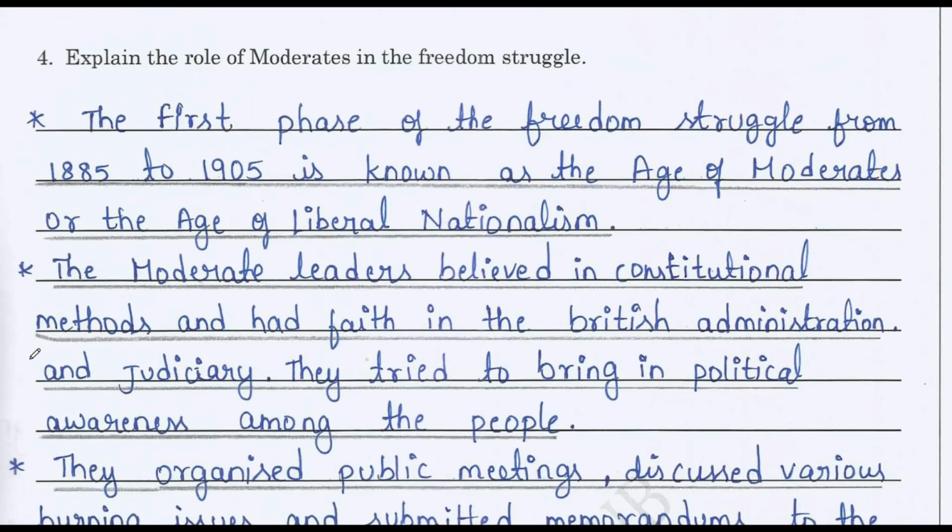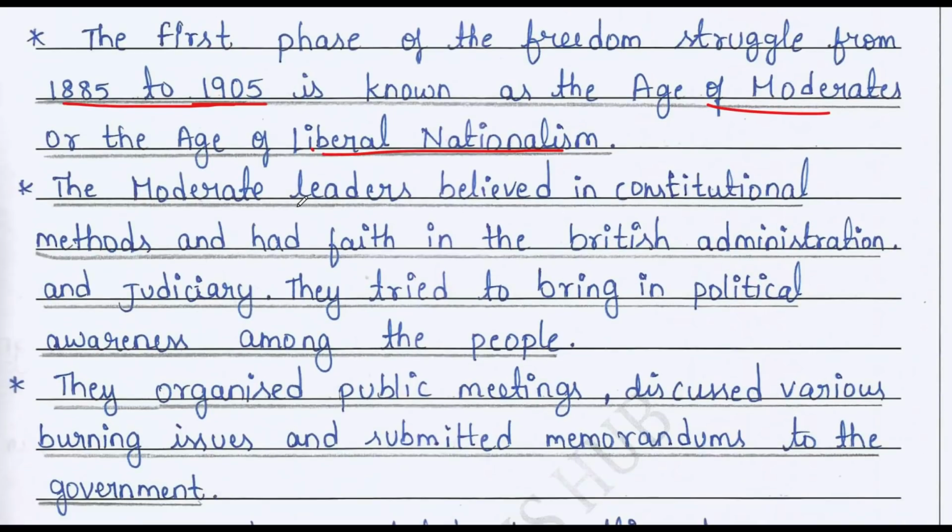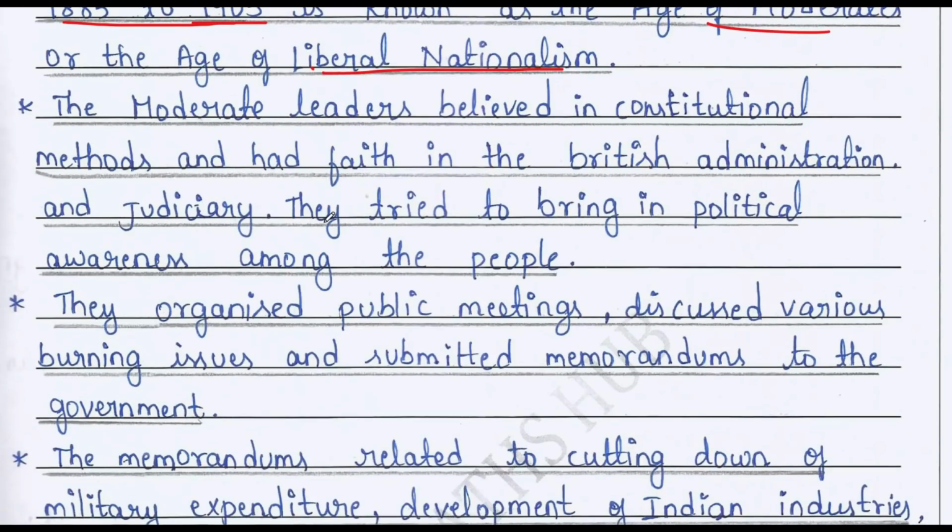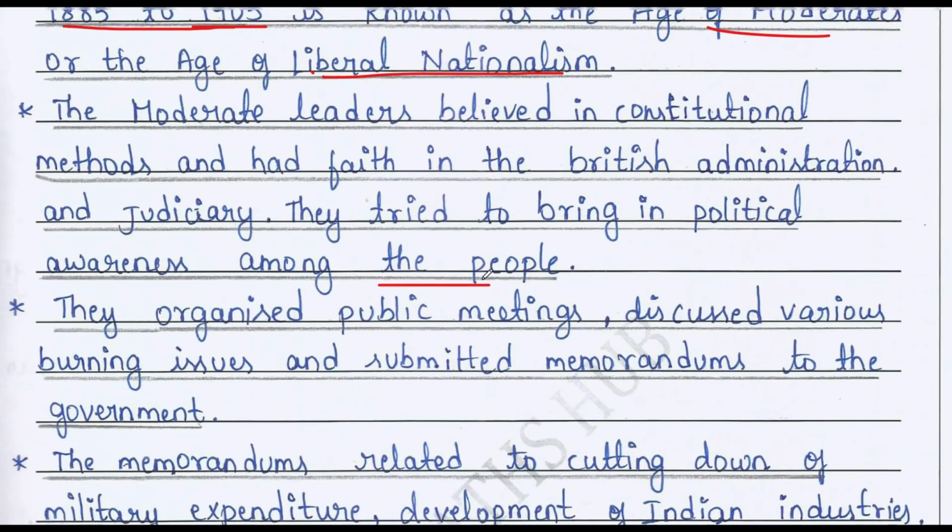Next question: role of the moderates, Bal Gangadhar Tilak, or the radicals. You can expect one question for 4 marks. The role of the first phase of the freedom struggle from 1885 to 1905. The first 20 years of the Indian Congress is called the Age of Moderates or the Age of Liberal Nationalism. The moderate leaders believed in constitutional methods and had faith in the British administration and judiciary. They tried to bring political awareness among the people.